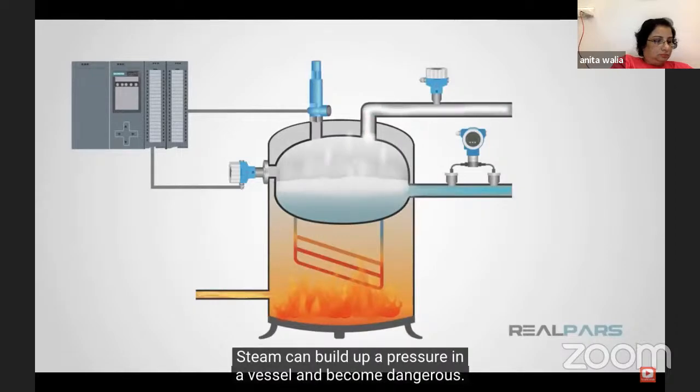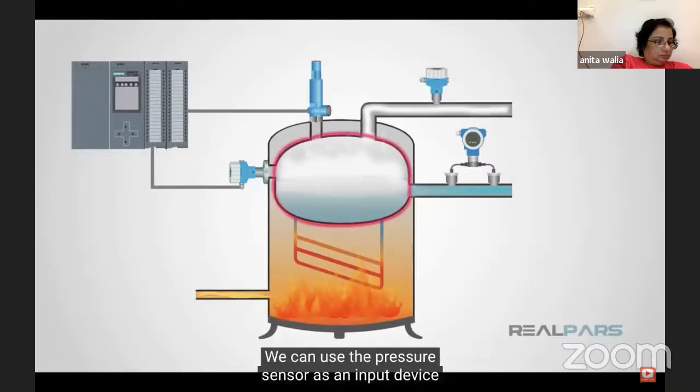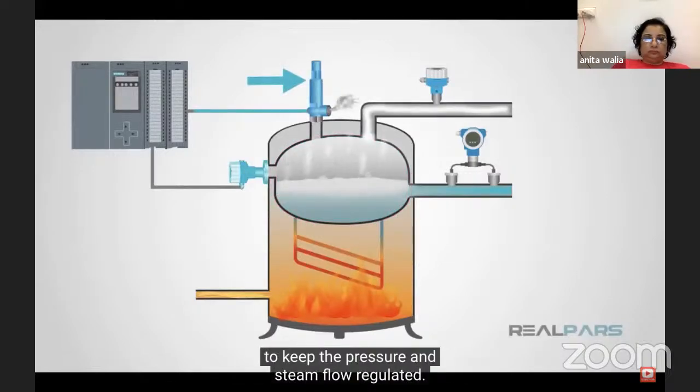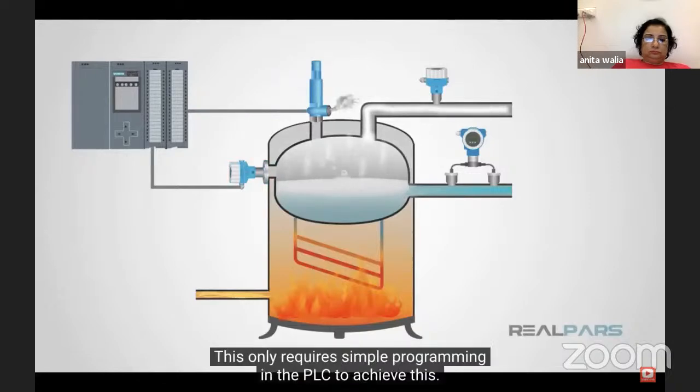Steam can build up a pressure in a vessel and become dangerous. We can use the pressure sensor as an input device to open and close a control valve to keep the pressure and steam flow regulated. This only requires simple programming in the PLC to achieve this.